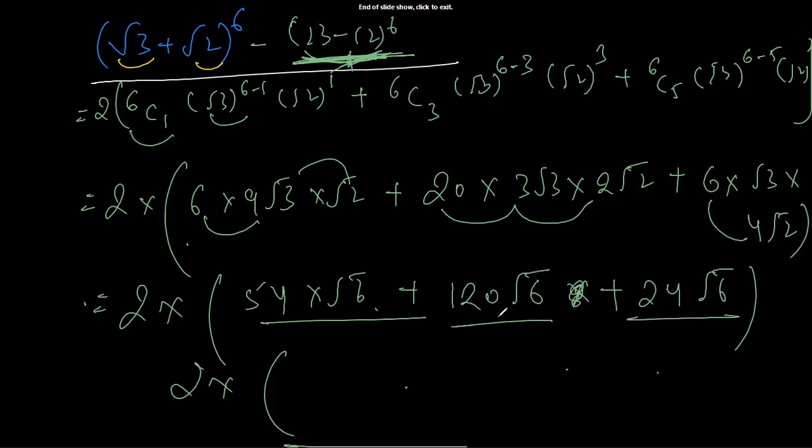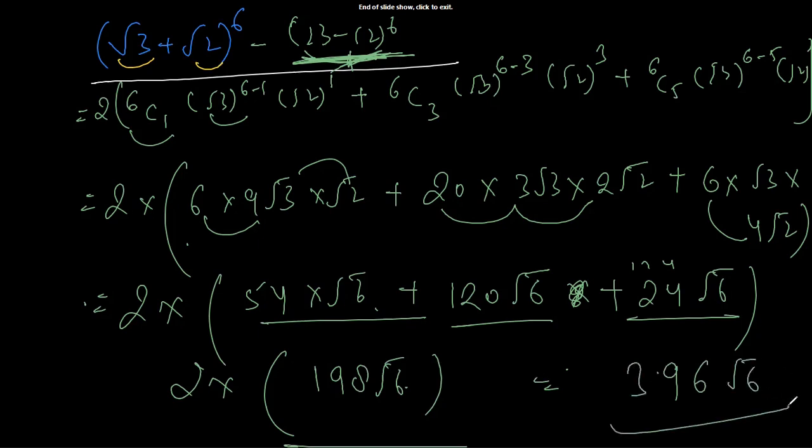So 54 plus 120 is how much? 174, and 174 plus 24 is 198 root 6. Now multiply with 2. So 2 times 8 is 16, 2 times 9 is 18, that is 19, 2 times 1 is 2, 3. So 396 root 6 is the final value of the question. Okay. So thank you everyone. Thank you so much.